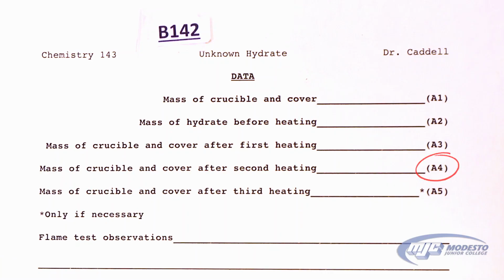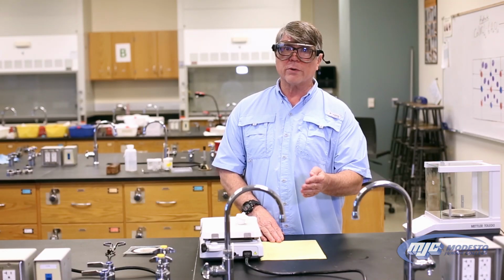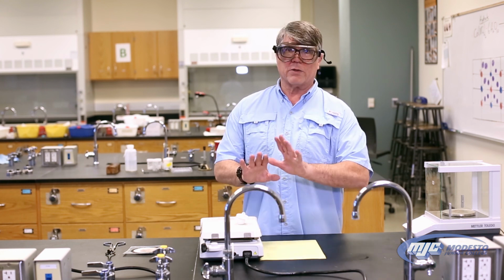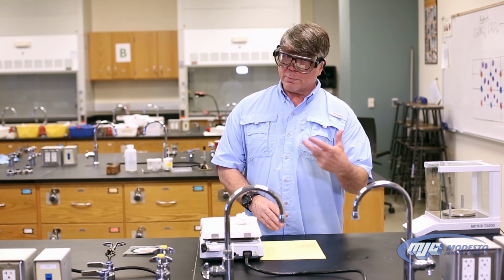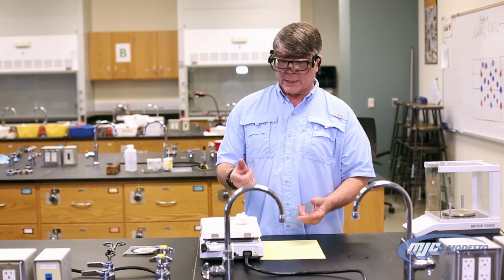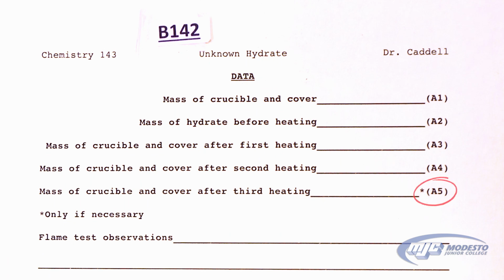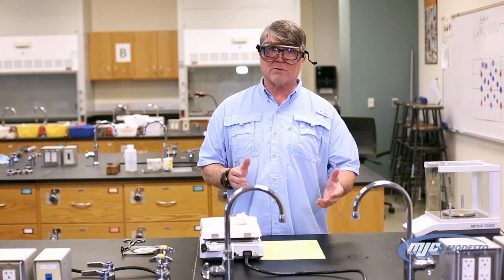Now, what we do is we take A3 minus A4. Just do it in your heads or on a calculator. If the difference is 0.01 or smaller, that means it's dry, you can stop, you're done. If it's bigger than 0.01, then you're just going to repeat this one more time. Heat it up for 10 minutes, cool it, weigh it, and that'll be A5. Not everybody's going to have an A5. Everything's done, the experiment is finished, you're good to go.